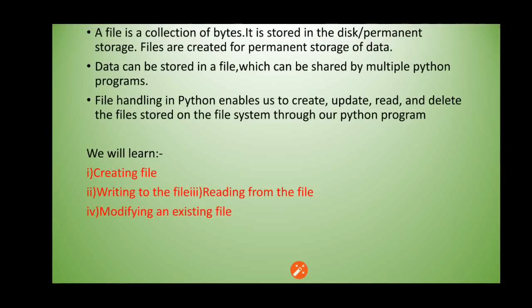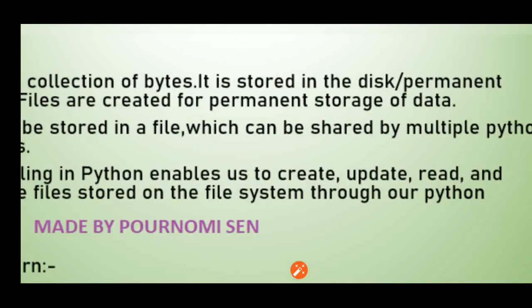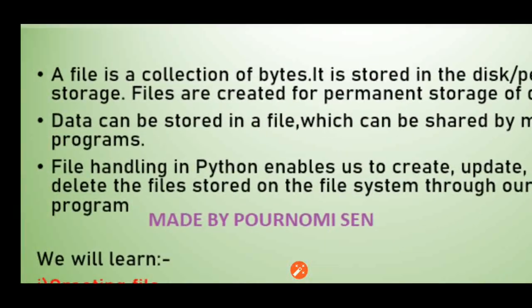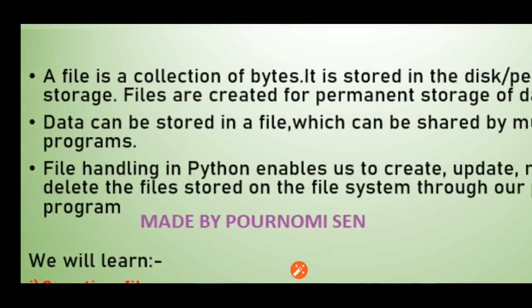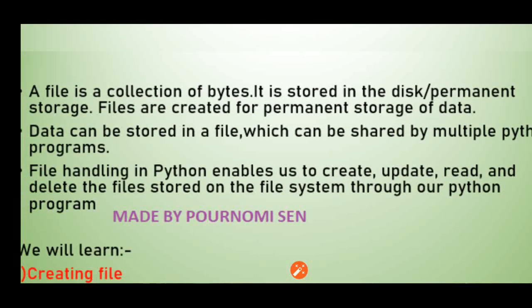So what is a file? A file is a collection of bytes. We know what a file is. If we store some information, it is called a file. That means it's basically a collection of bytes, or a stream of bytes. It is stored in the disk or any permanent storage. Files are created for permanent storage of data.